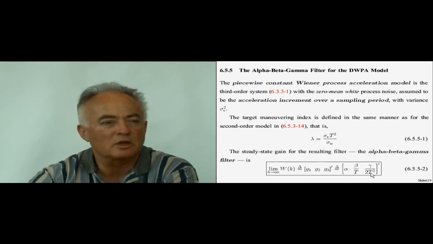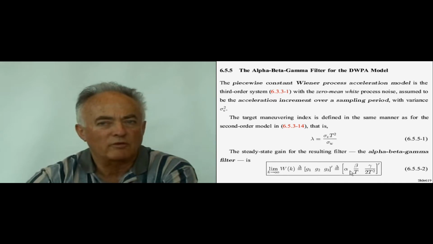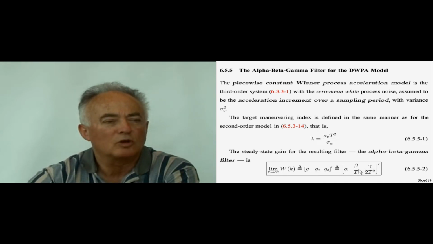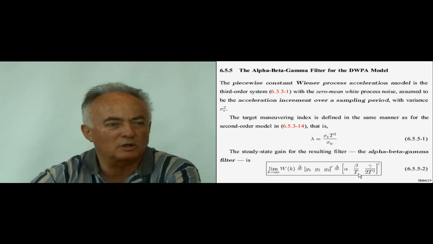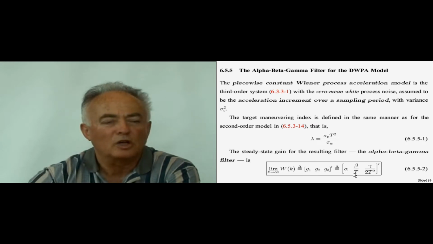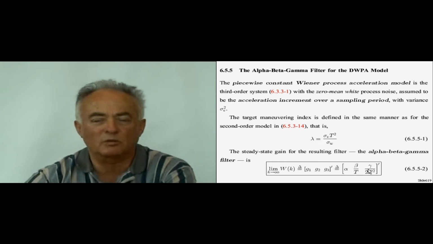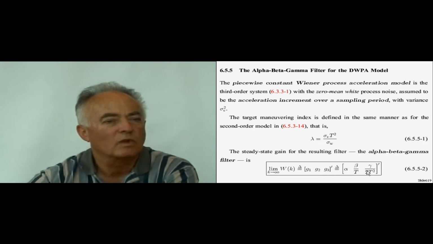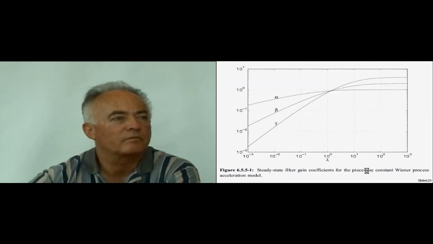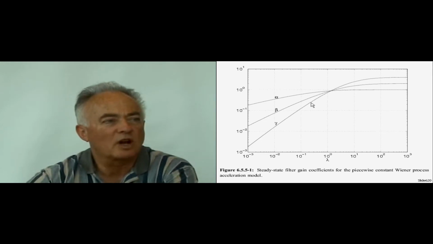And the reason for this is that to have a position measurement used in an update of a velocity state component, you have to divide by T, so multiply by beta over T. When it has to update an acceleration, you have to take a constant, divide by T squared. And the 2 is just put here for convenience, so it turns out some of the equations are a little bit simpler. And these are the three gains, alpha, beta, and gamma, for the piecewise constant process noise acceleration model.